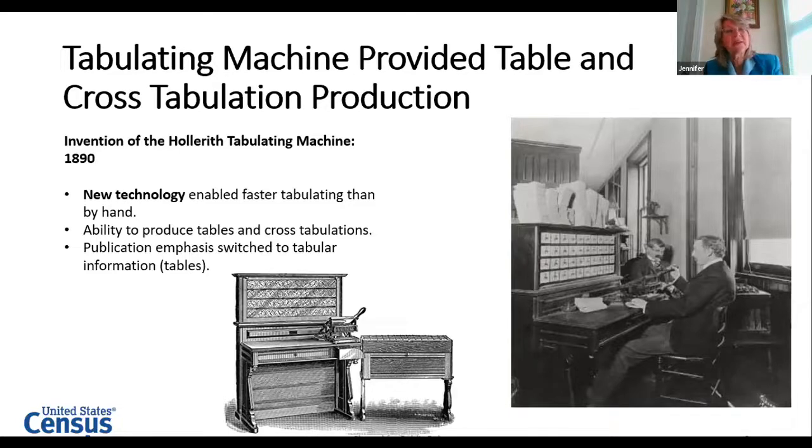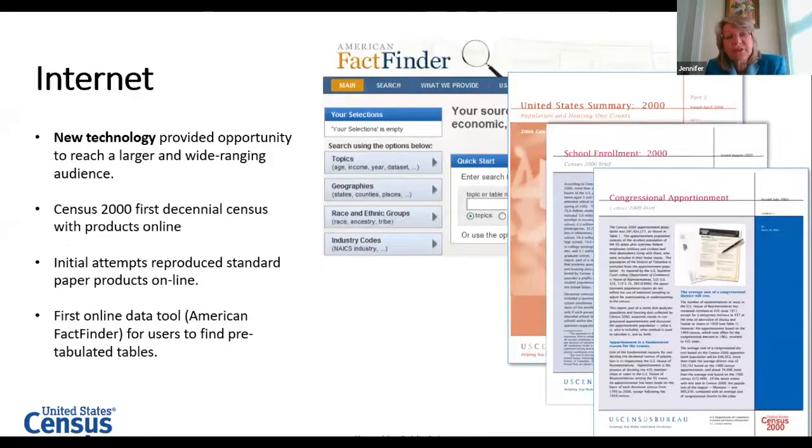And then, after more than 100 years of paper tables, the internet changed our dissemination strategy again. The new technology provided an opportunity to reach a larger and wide-ranging audience. And for the 2000 decennial census, we used the internet as the principal dissemination medium for data products. However, we took many of the paper products, mostly reports, and some volumes of tables, with no design changes and put them online. Our table making ethic continued.